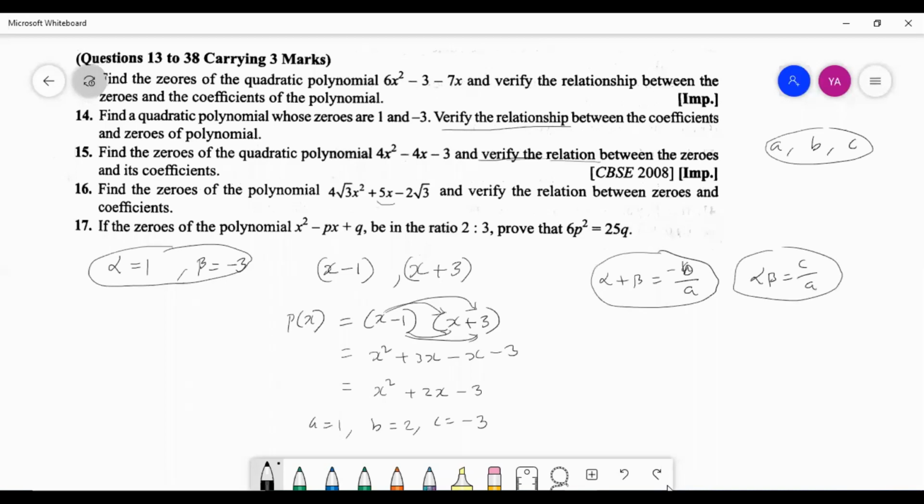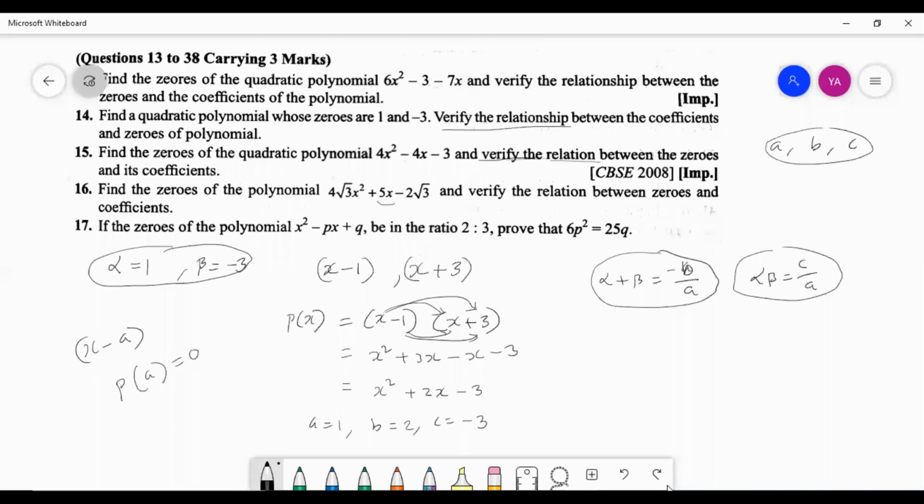How? If alpha equal to 1 is a zero of the given polynomial, then x minus 1 will be a factor of p of x. And if beta equal to -3 is a zero of the polynomial, then x minus (-3), which means x plus 3, will be a factor of p of x. That is a theorem you have studied in the 9th standard: if x minus a is a factor, then p of a is equal to 0, that means a is a zero.